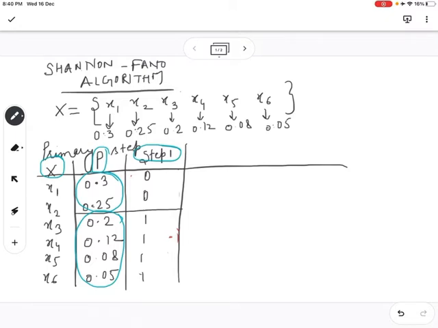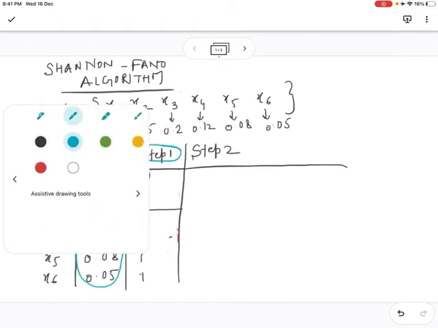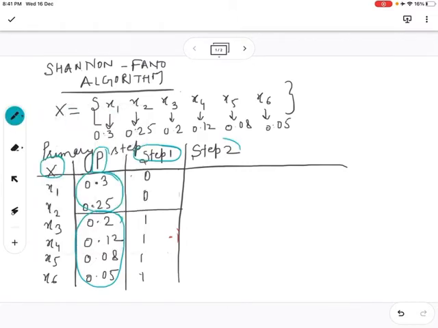The length of that particular code, which we are going to get in the end, is going to matter. So this doesn't matter. You can write anything, but you have to assign the same bit to one group and the same bit to another group. Is it clear? Now step 2. In step 2, this is your step 2.